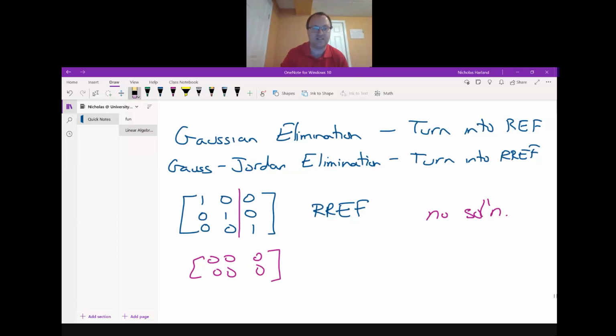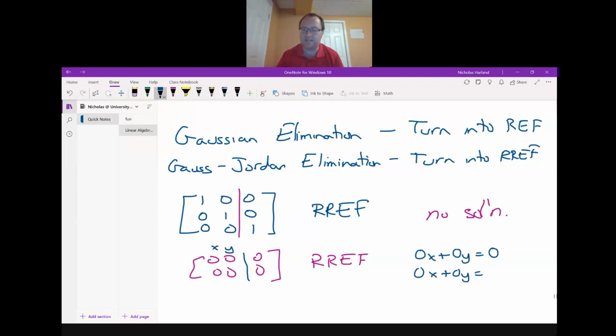So as weird as this might seem at first, this is in reduced row echelon form. Now, what does that mean for a solution if this was an augmented matrix? Again, the fact that it's reduced row echelon form had nothing to do with the augmented stuff. But the idea here is, if we called this x and y, that would say 0x plus 0y is equal to 0.